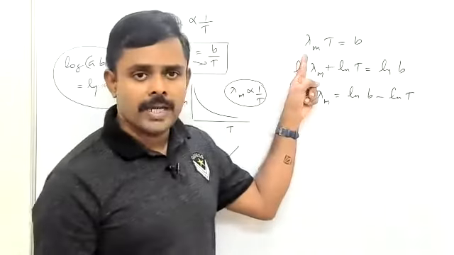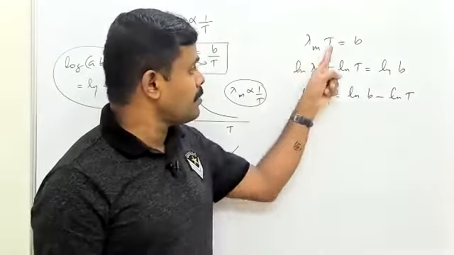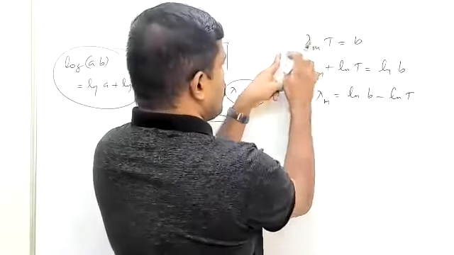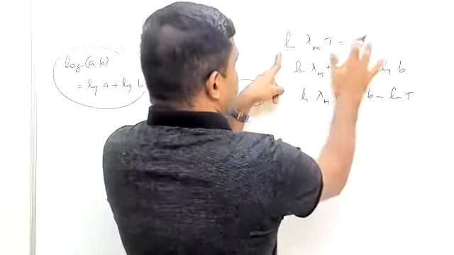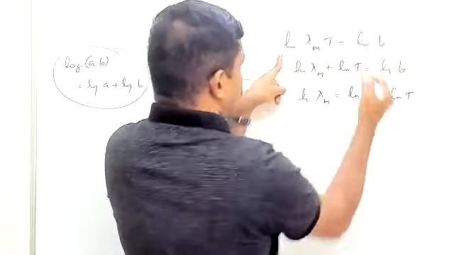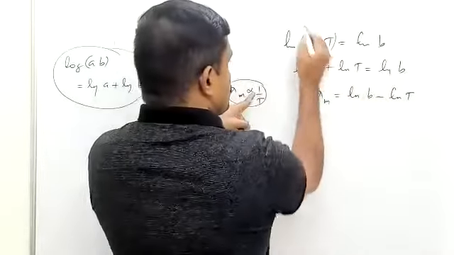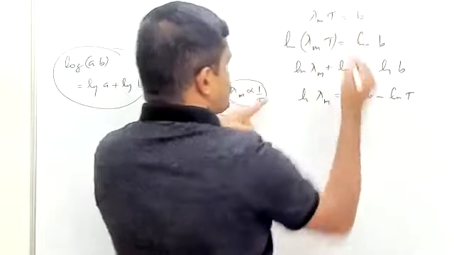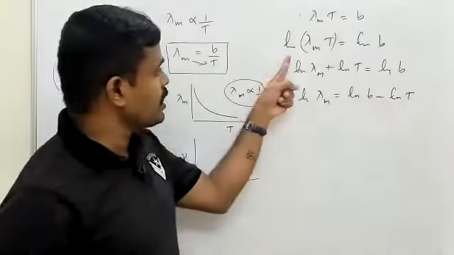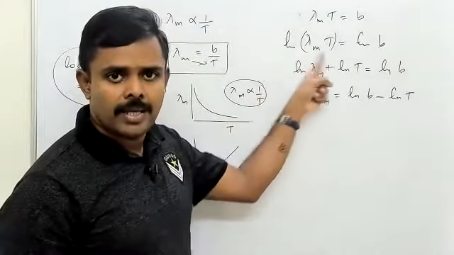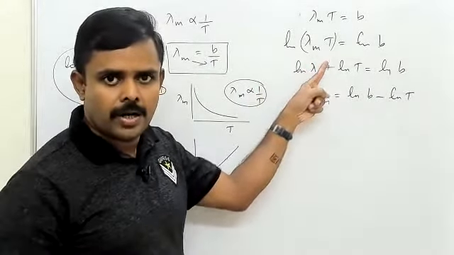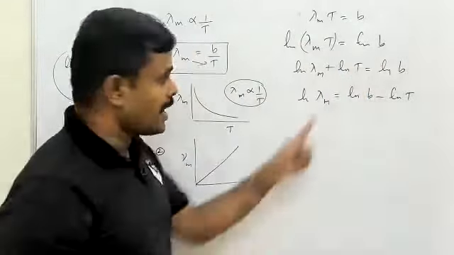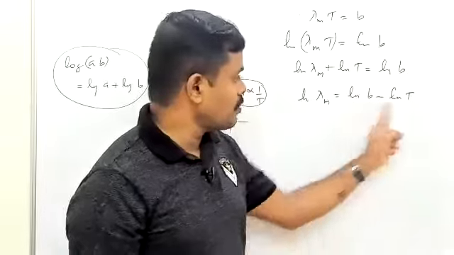So I take logarithm everywhere. So ln lambda m plus ln t. If I take ln here also, I should take ln b. This was lambda m into t was constant. So if I take logarithm here, this looks like log AB. Log AB is log A plus log B. So log lambda m plus log t is equal to log B. I take this to the right hand side, so log B minus log t.